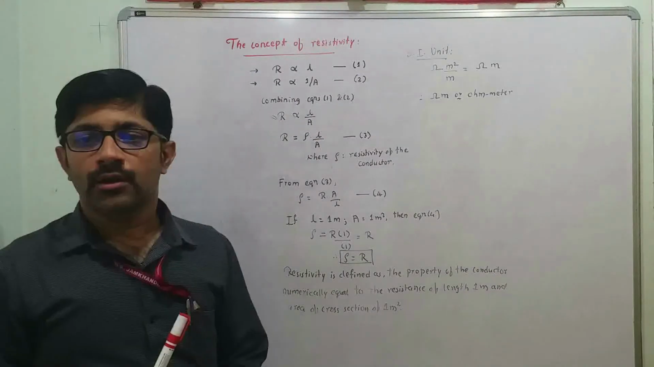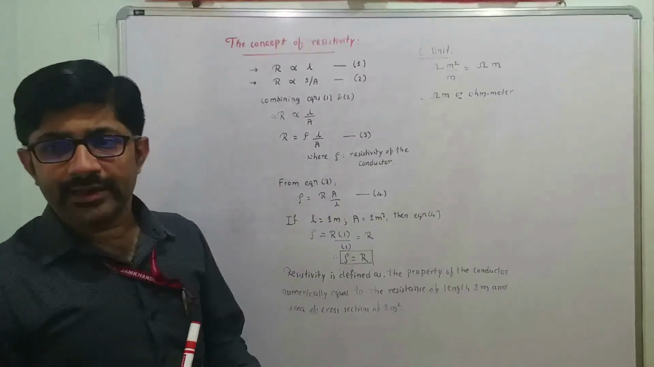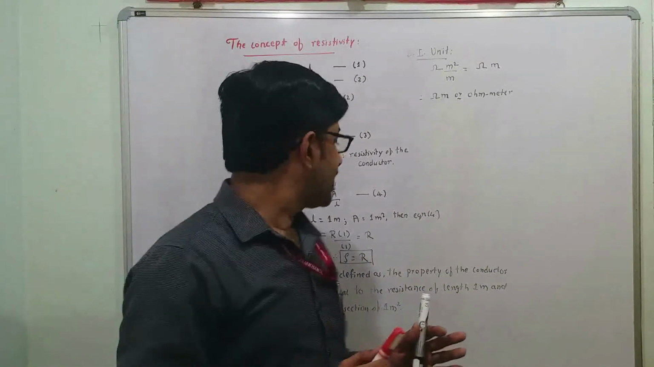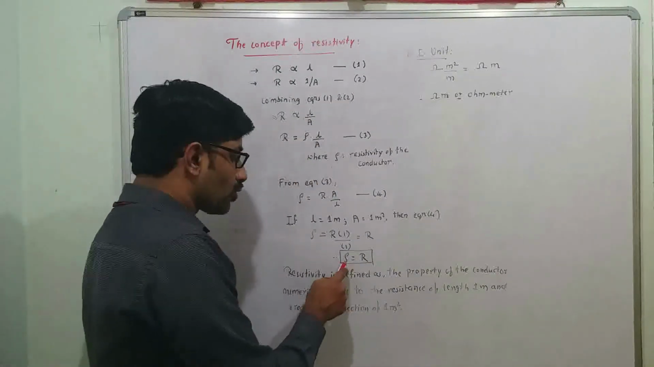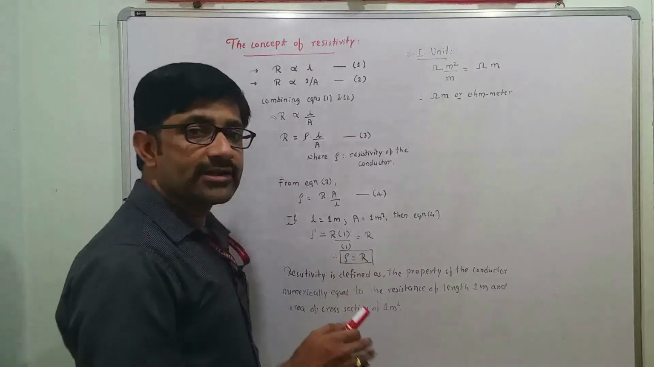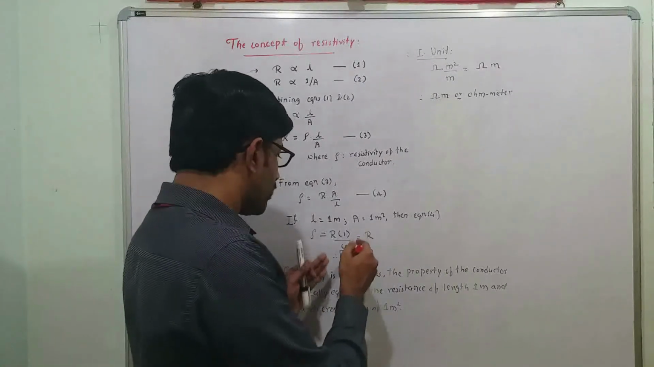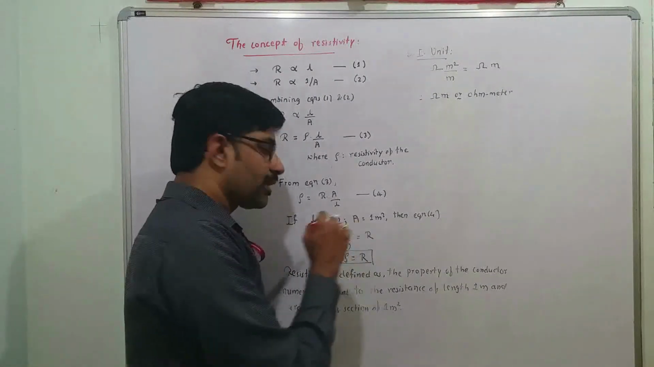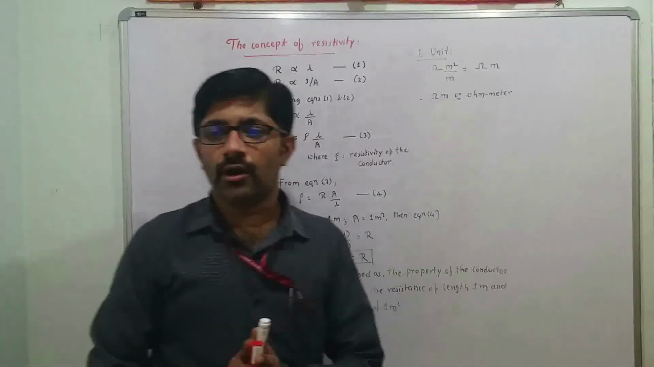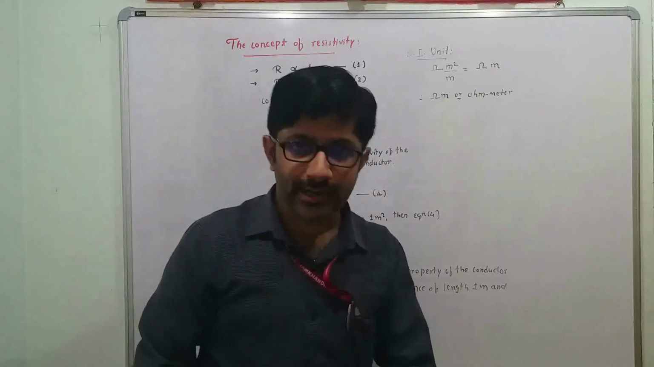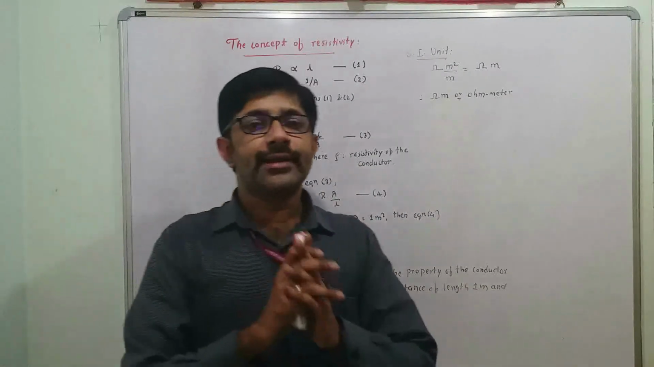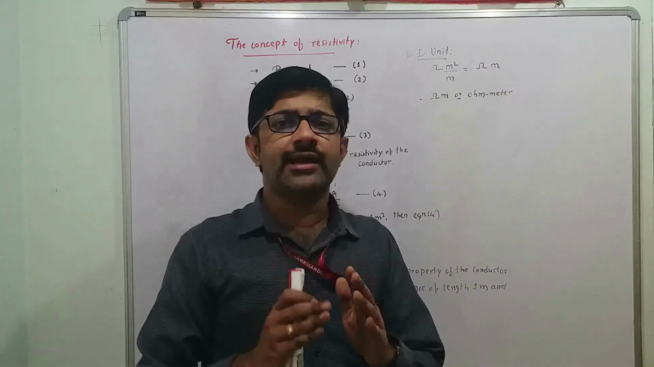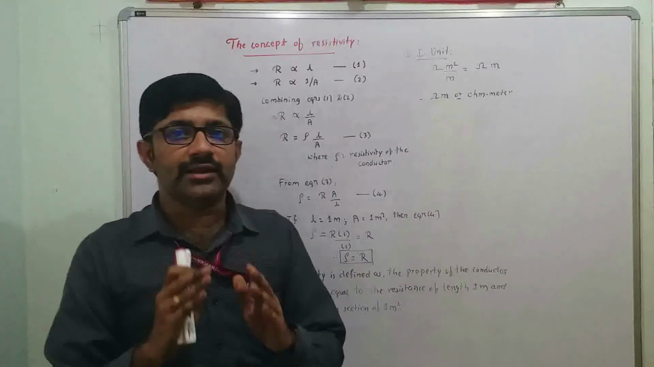Note that resistivity of the conducting material does not depend on length and area. Remember, since rho is equal to R after making length and area 1 and 1, it does not contain any length or area. It depends only on the nature of the conducting material as well as the temperature. Resistivity of alloys is generally more than that of metals.